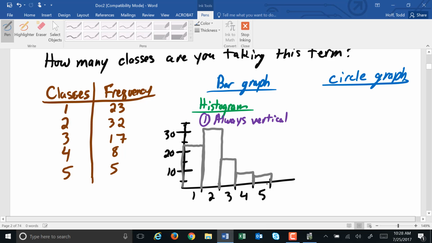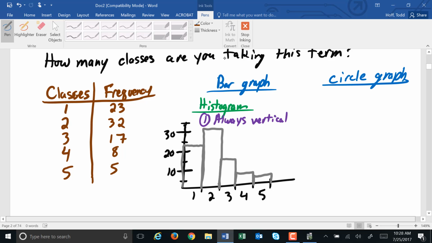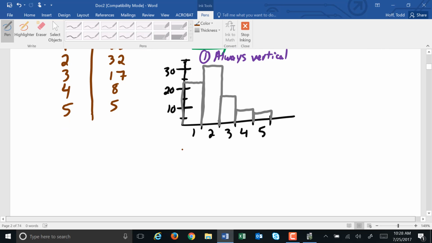What do you notice as I drew that histogram? What looks different compared to the bar graph? The bars are touching each other, and that is very intentional. Why would the bars touch each other in a histogram, but not in a bar graph?